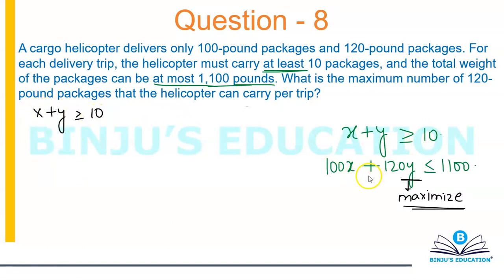And the second equation in the simplest form can be written as 10X plus 12Y is less than or equal to 110. I can simplify this further and write this as 5X plus 6Y is less than or equal to 55. So 5X plus 6Y is less than or equal to 55, and I have to maximize the value of Y.